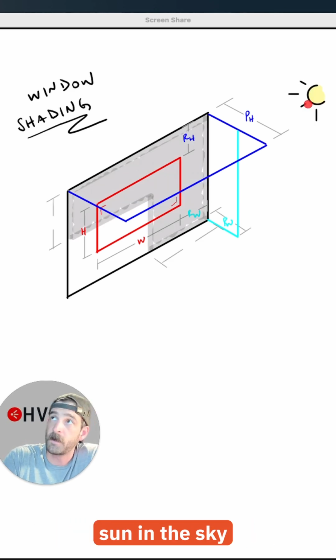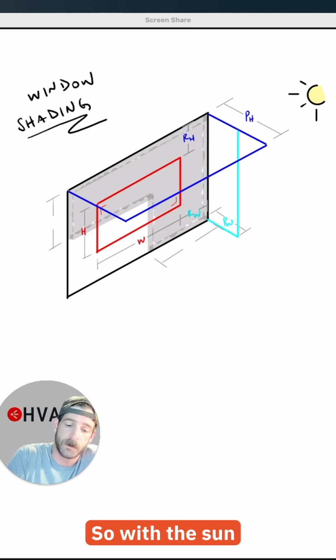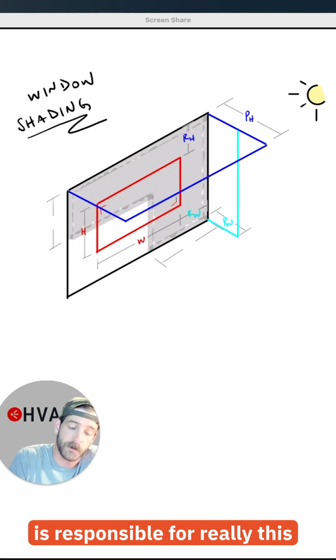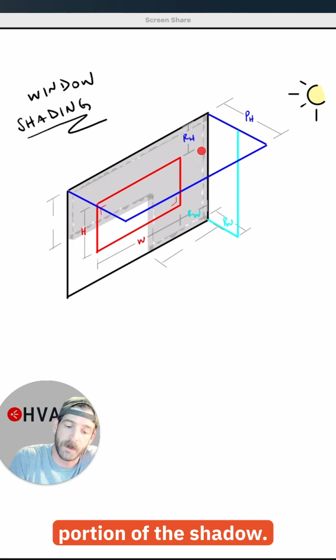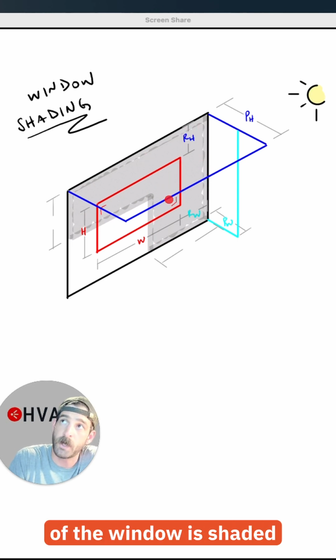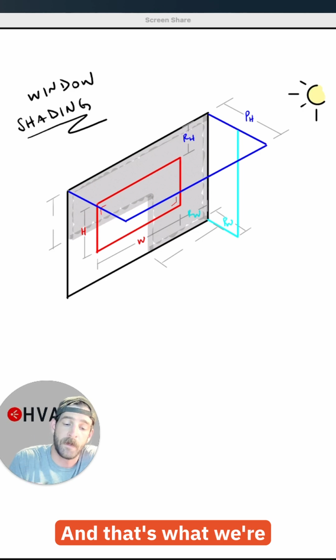Next, let's put the sun in the sky and define some more variables. So with the sun coming down, these shading components are going to cast a shadow on the window. And you'll see here, this top overhang is responsible for really this top portion of the shadow. And then the side overhang is contributing mainly to this portion of the shadow. And you'll notice part of the window is shaded and part of the window is sunlit. And that's what we're trying to solve for.